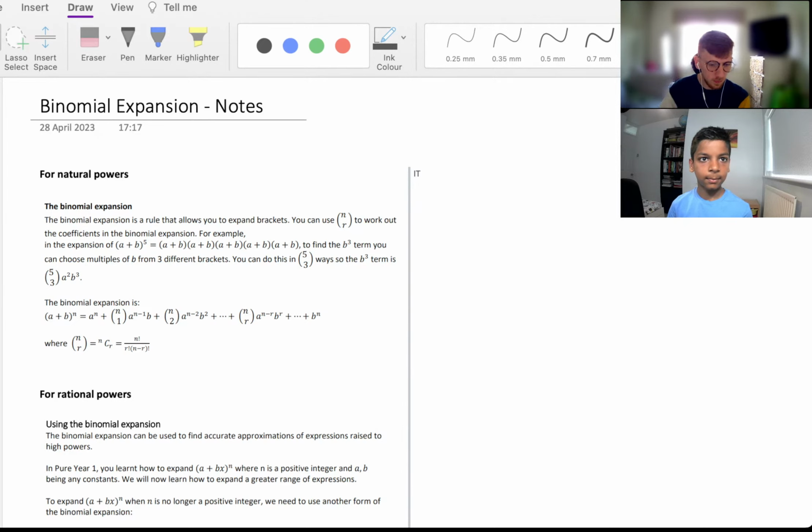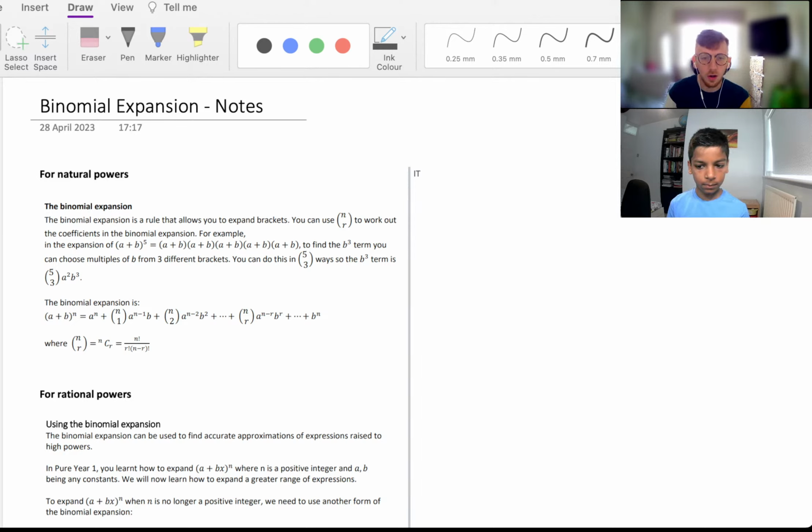So first thing we're going to talk about is the binomial expansion for natural powers. Now, Cordelia, what do I mean by a natural power? So a natural number is basically a positive integer, and so a natural power is basically a number to the power of a natural number. Yeah, so a natural number is a counting number, so a positive integer: 1, 2, 3, 4.